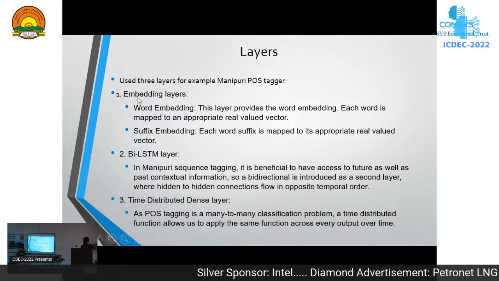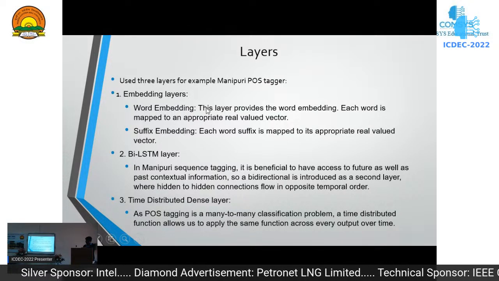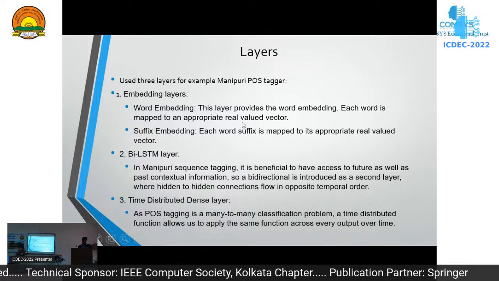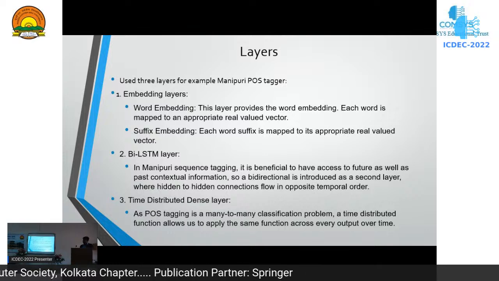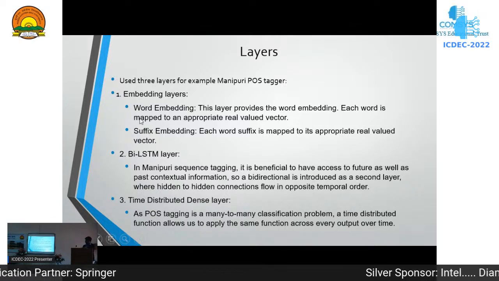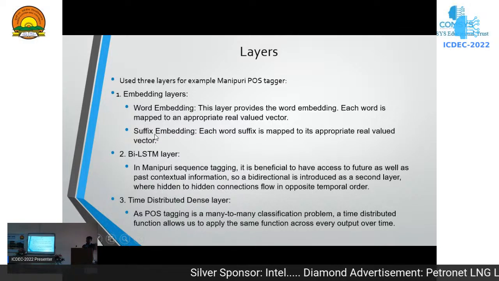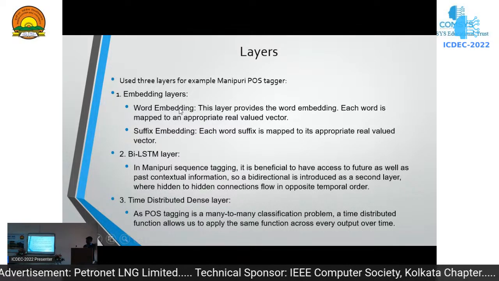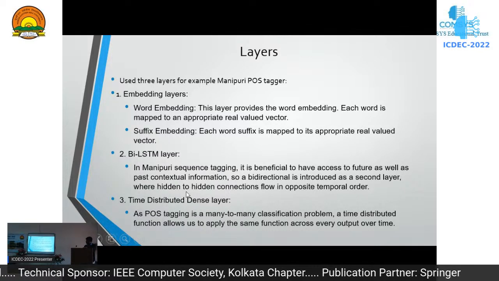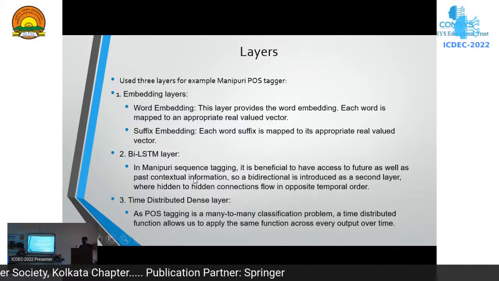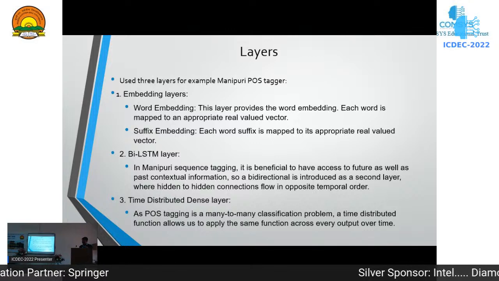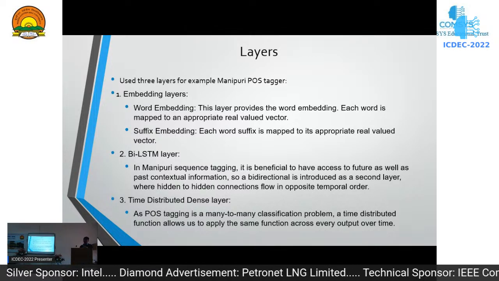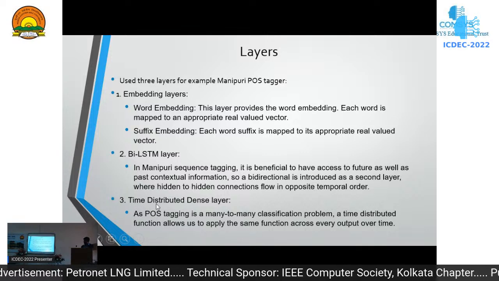So the 3 layers are the embedding layer, where the word embeddings are done. Here each word is mapped to an appropriate vector of real values, which means we have a corpus in which we try to tag each word with its proper part of speech. Because Manipuri is an agglutinative language and we generally depend on the suffixes also, we try to have an embedding for each suffix also. So that is one layer. The second layer is the BiLSTM. Here we try to find the previous word and the next word, so we have bidirectional concepts in the BiLSTM, covering the preceding word and the successive word. Based on that, we have another layer. And the third layer is the time distributed dense layer.